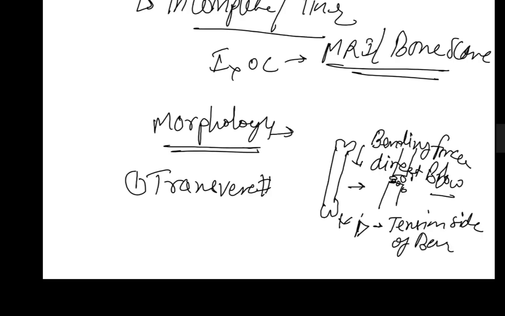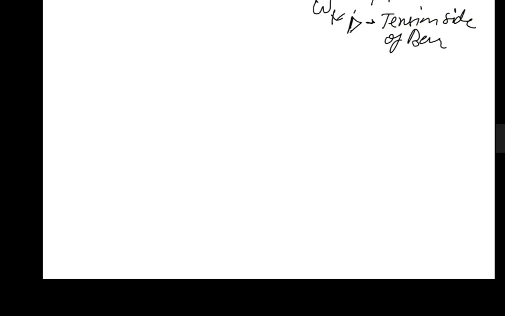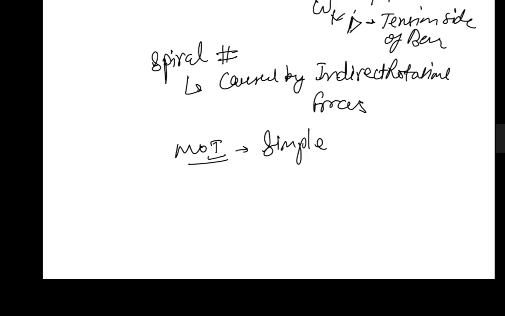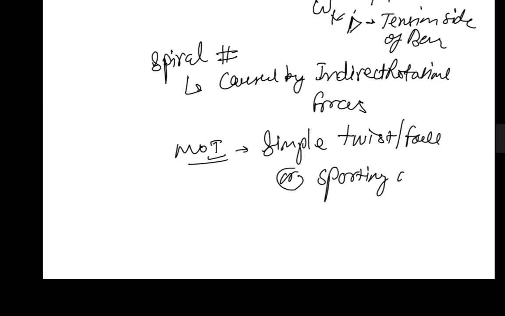Then comes the spiral fracture. Spiral fracture is caused by indirect rotational forces. The mechanism of injury is a simple twist, or a fall, or sporting activities, or an accident.